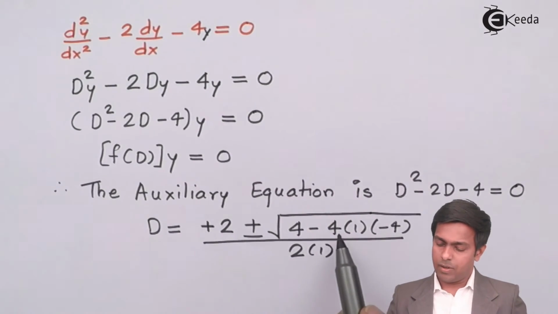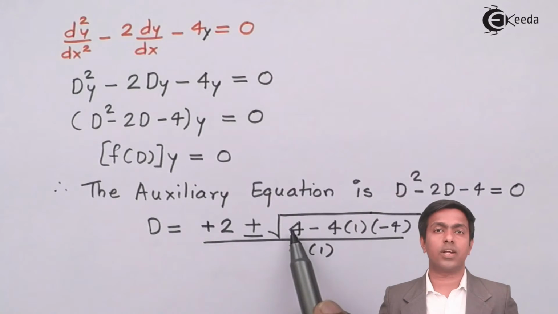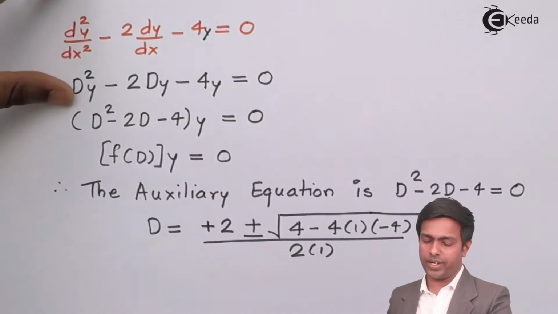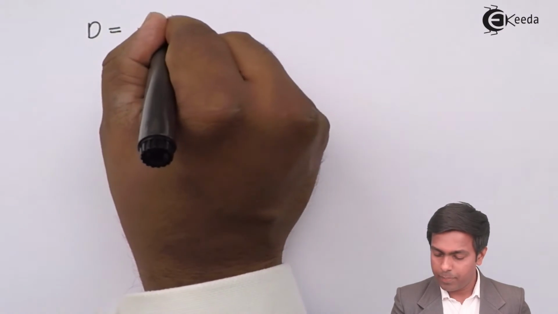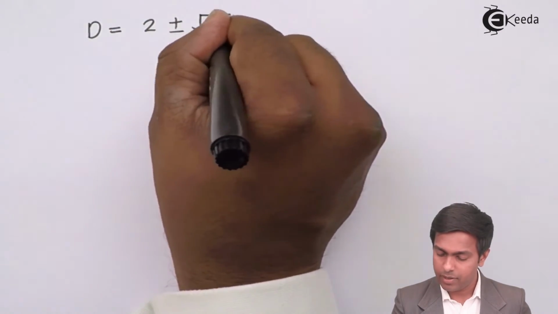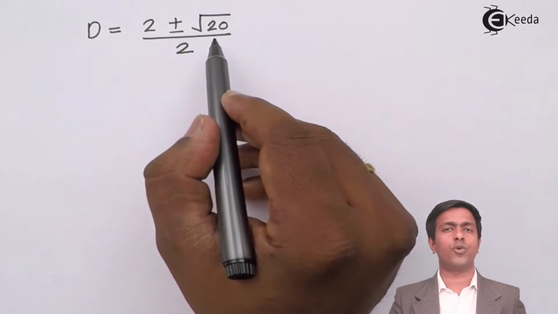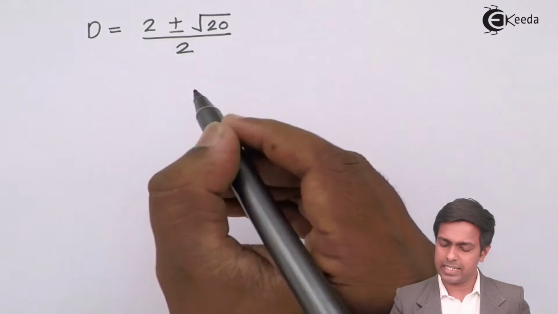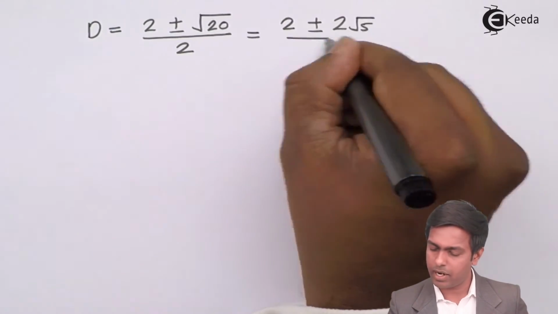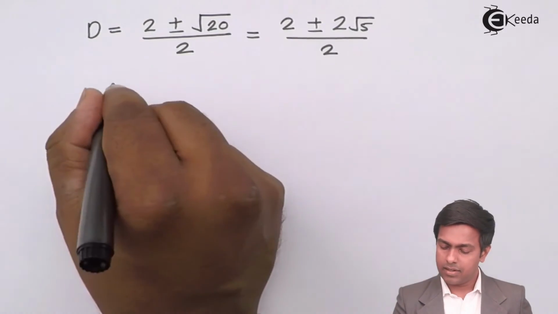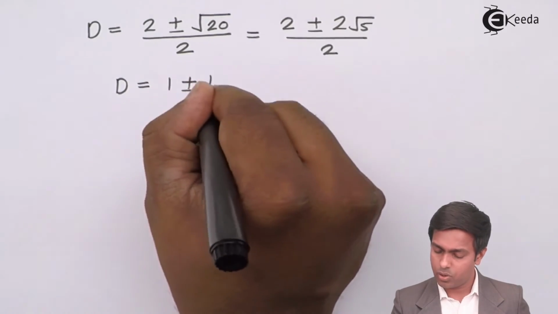Now this is minus 4 into 1, minus 4 into minus 4, that is positive 16, plus 4 is 20, so that becomes root 20. So here we'll get d equal to 2 plus or minus square root of 20 by 2. Now guys, square root of 20 is nothing but 4 into 5, and the root of 4 is 2, so I can say that this is nothing but 2 plus or minus 2 root 5 by 2, and if we cancel this 2 from numerator and denominator, we get it is equal to 1 plus or minus root 5.